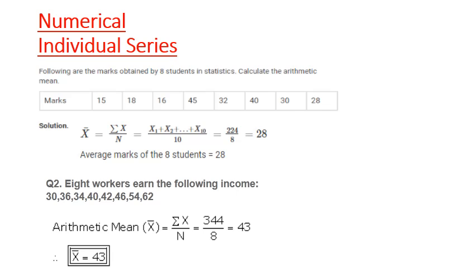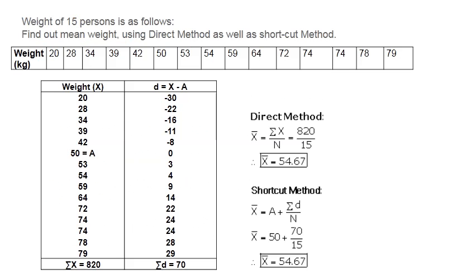Second example: 8 workers earn the following income, and we have to calculate the arithmetic mean. 30, 36, 34, 40, 42, 46, 54, 62. So the sum of observations is 344, divided by the number of observations, which is 8, equal to 43. This is in case of individual series.